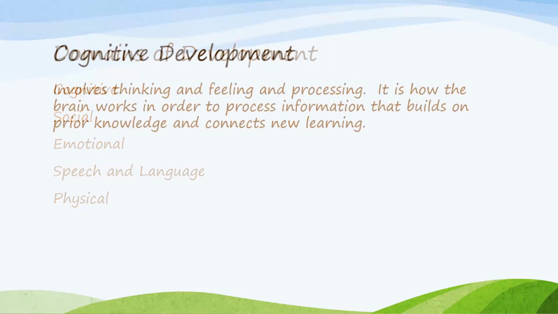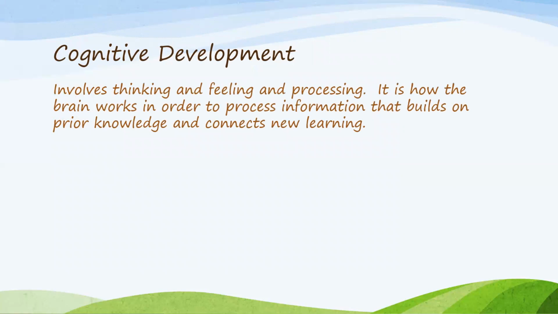The first developmental domain is cognitive development, and this involves the thinking and processing of a child's brain. It's how the brain works in order to process the information that builds on prior knowledge and connects new learning. So we've heard a little bit about Vygotsky's zone of proximal development, and it's how when we take what they know and build upon that, we're able to enhance their cognitive development. So it's the brain portion of how they grow.